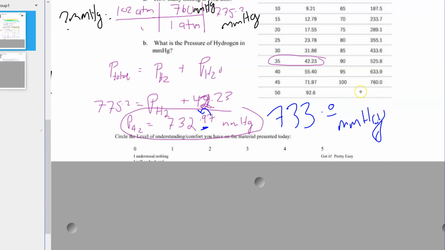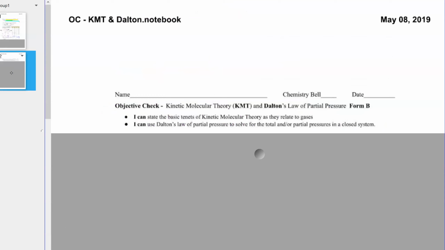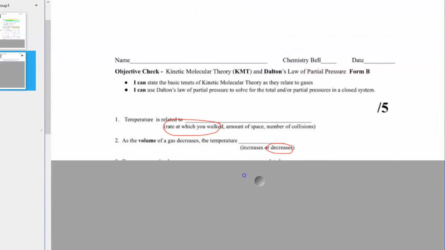Okay. You could have chosen to do Form A or Form B, so I'll go over both answer keys now. So here's Form B, very similar, just some different numbers.